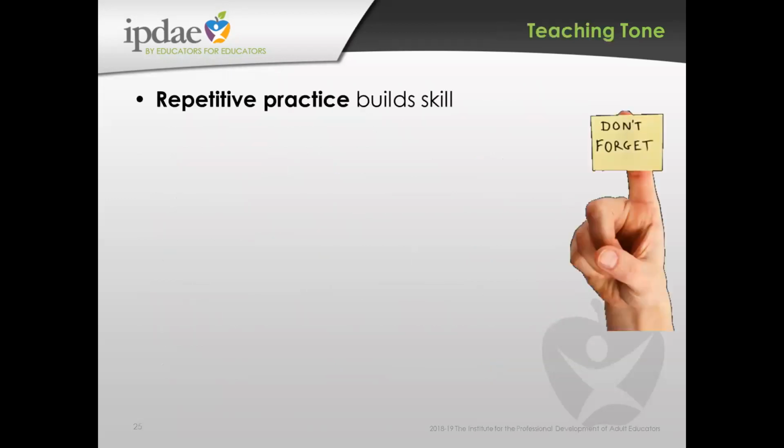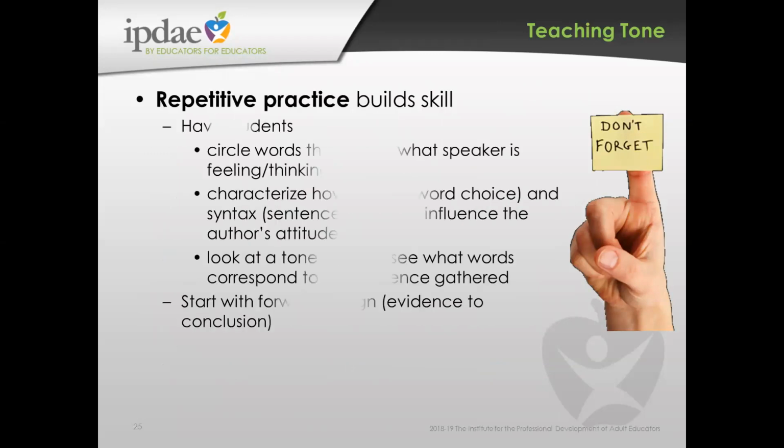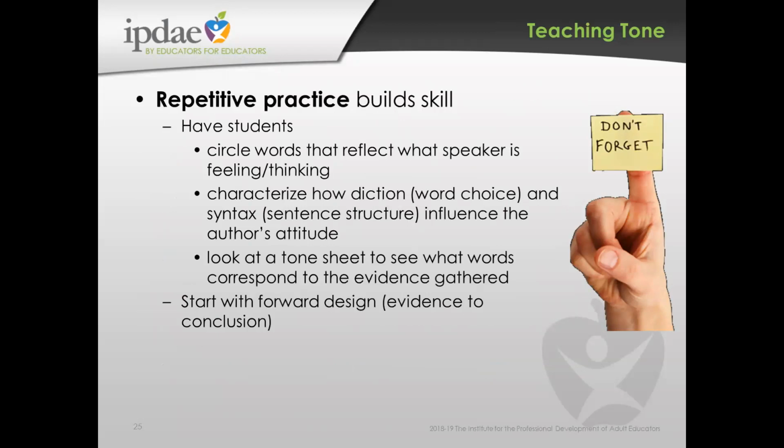So, teaching tone, research is pretty clear. They talk about repetitive practice, that it's not something that's going to happen in one day. And so the research is very strong that as we teach it, we first, of course, model it, but then have students circle the words that reflect what the speaker's feeling or thinking, and characterize how that word choice and sentence structure influence the author's attitude.